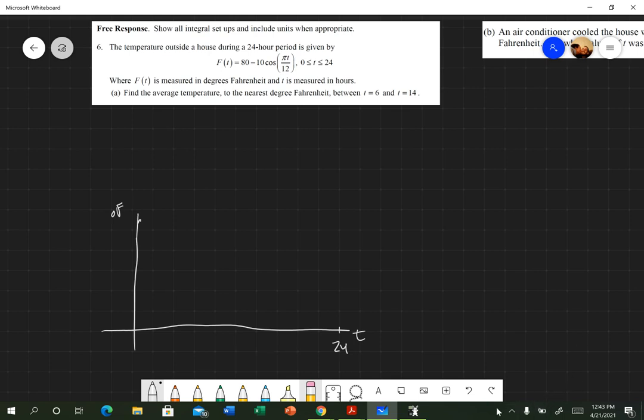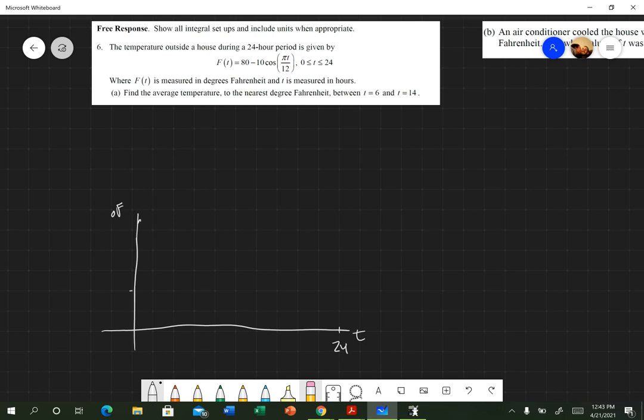Just looking at this function, there are a couple of plot points that we can put in right out of the gate. We can start with time t equals 0. At time t equals 0, we have pi times 0 over 12, which is 0. What is the cosine of 0? This is one of those values that you should know. Cosine of 0 is 1. So 1 times 10 is 10, and 80 minus 10 is going to be 70.